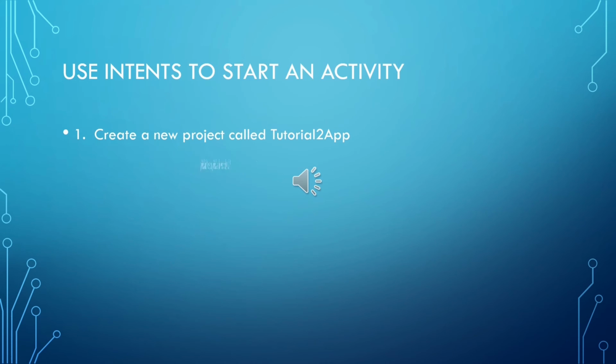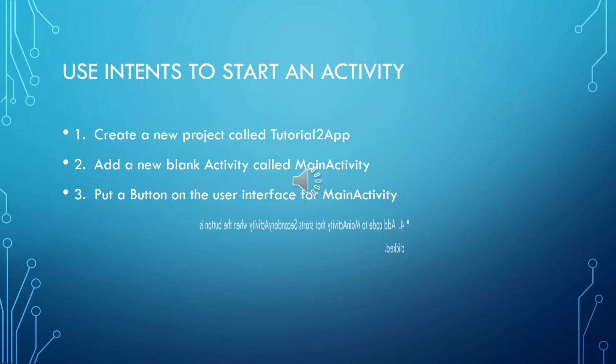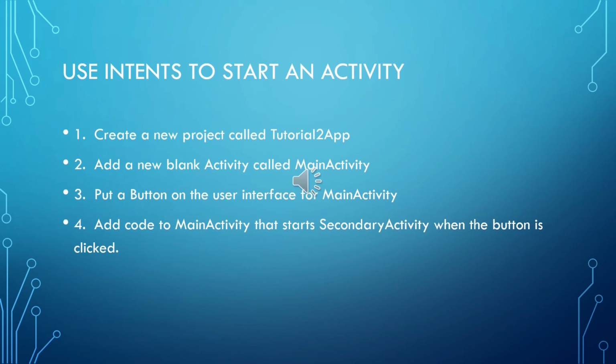We are going to use intents to start an activity by following these steps. First, we're going to create a new project called Tutorial 2 App. Second, we're going to add a new blank activity called Main Activity. Those are the same steps that we followed in the first tutorial. Third, we're going to put a button on the user interface for that main activity. And fourth, we're going to add code to the main activity that starts the secondary activity when the button is clicked.